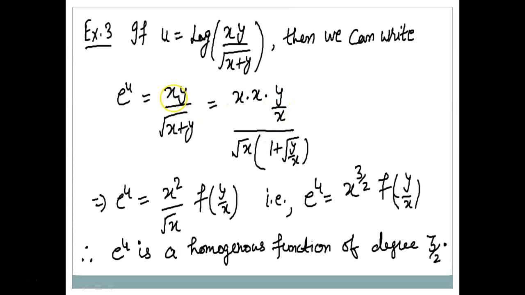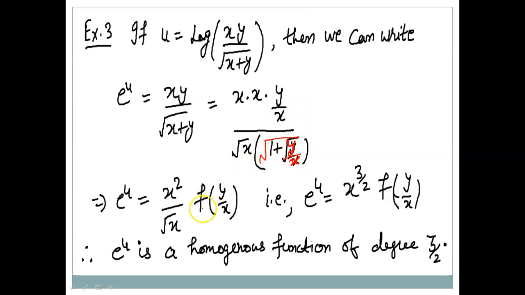In this situation, it will be better if we multiply this with x and divide the numerator with x. It is not going to change anything, so that way we can write like this. Now in the denominator, we can take x outside of this under root. So it will be under root of x, and within this under root we are left with 1 plus y by x.